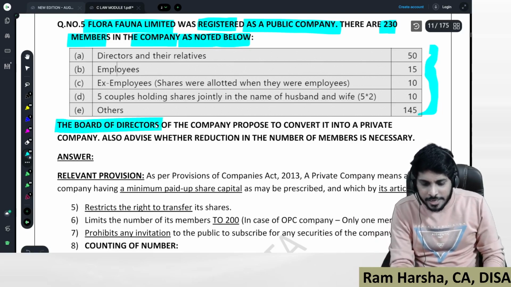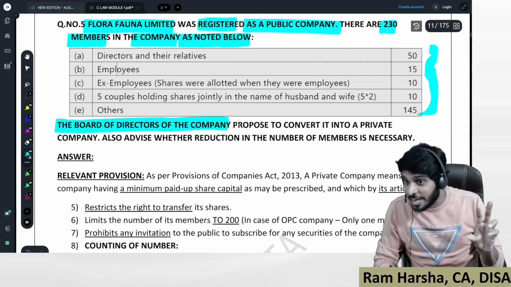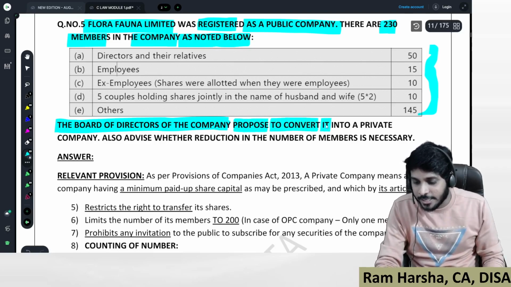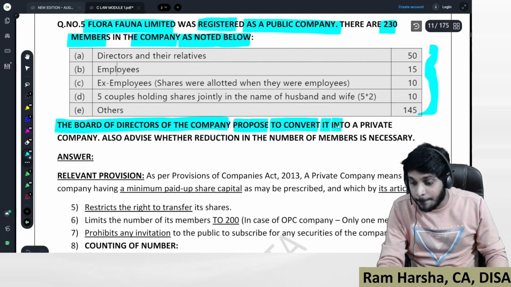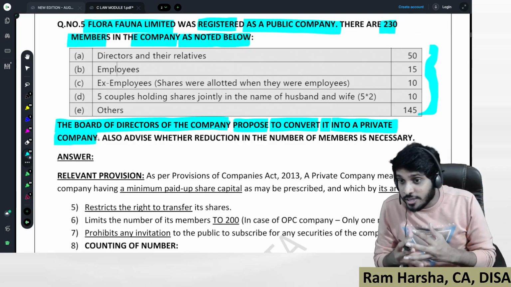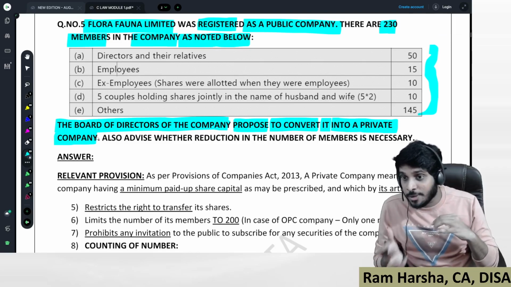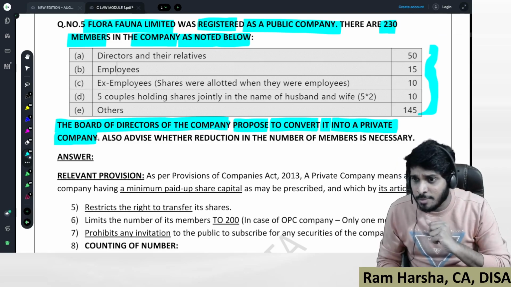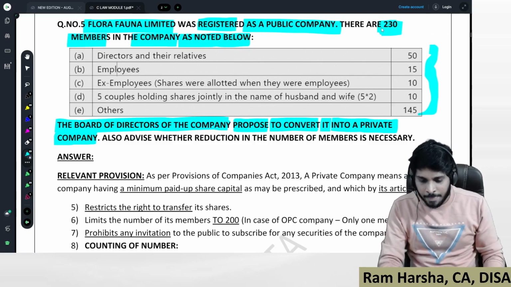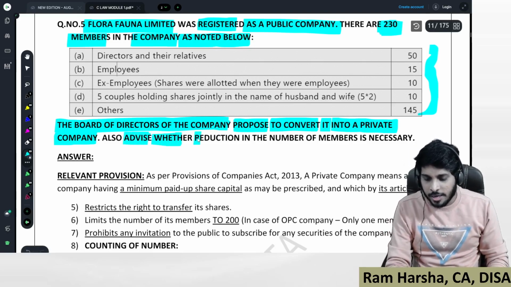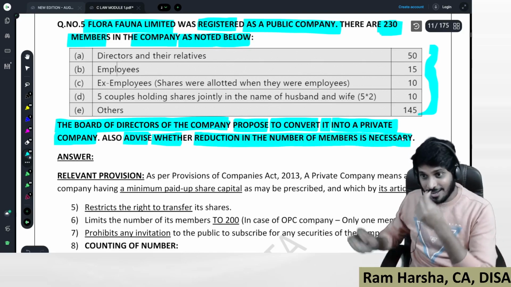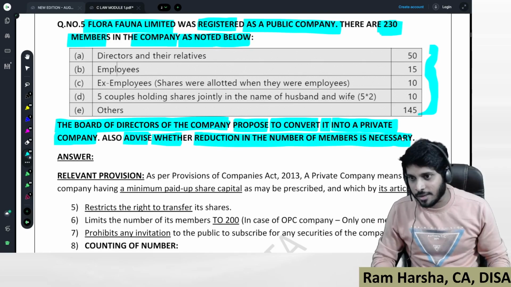The board of directors of the company propose to convert it into a private company. So the board of directors wants to convert this company into a private company. Tell me, for a private company, what is the maximum number of members? 200. But already 230 are there. We need to check. Advise whether reduction in the number of members is necessary. You cannot just say that 30 members should leave the company.